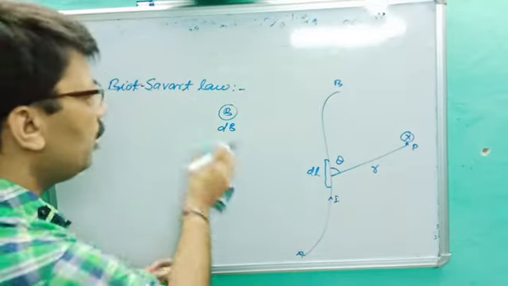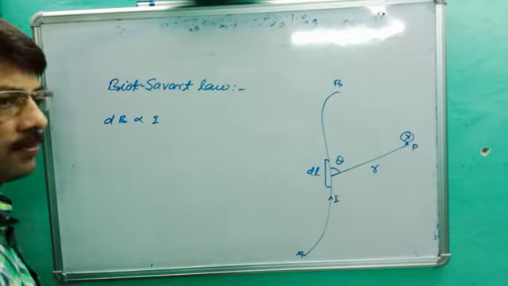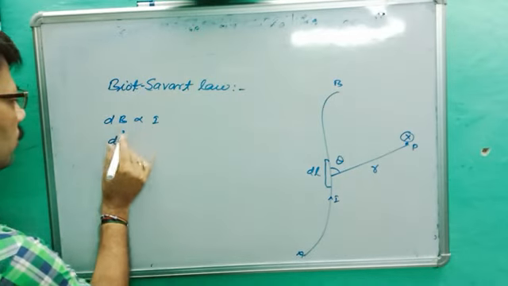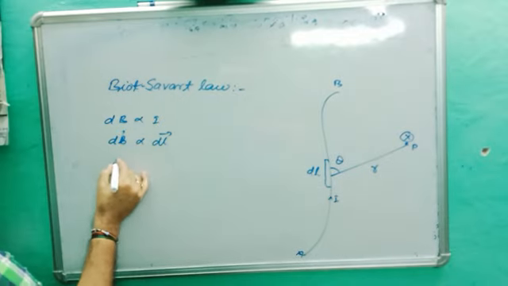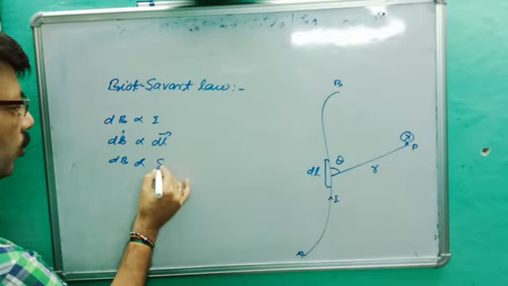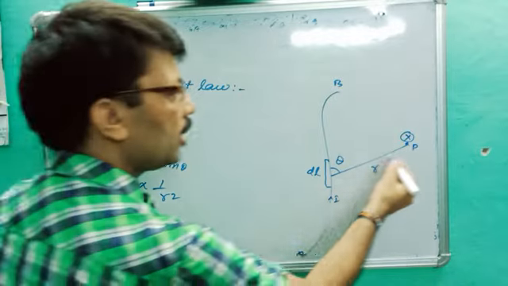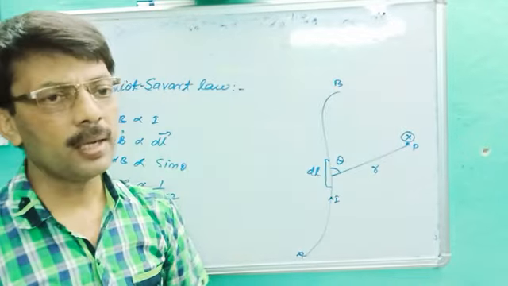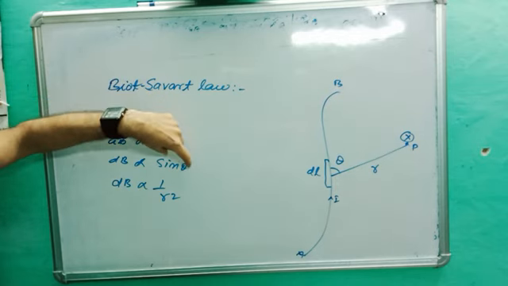So the magnetic field will depend on the following factors. Number one, dB is directly proportional to I, current. If current increases, no doubt the magnetic field increases. Number two, dB is proportional to DL, that is the current element. Next, dB is proportional to sin theta, the direction being always perpendicular, inward or outward. And last, dB is inversely proportional to R square. As soon as you increase the distance, the magnetic field decreases. Closer, the magnetic field is more; as soon as you move away, it decreases. So the magnetic field depends on 4 factors: current, element, sin theta and R square.